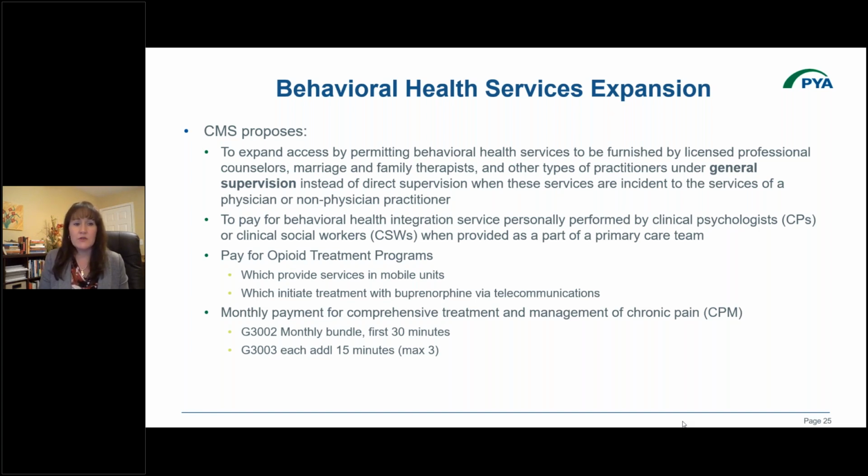The G3002 is the monthly bundle for the first 30 minutes that must be met all the way to 30 minutes in order to bill. And then G3003 for each additional 15 minutes with a max of 3. So you could bill the 3003 times 3 at a max per month.